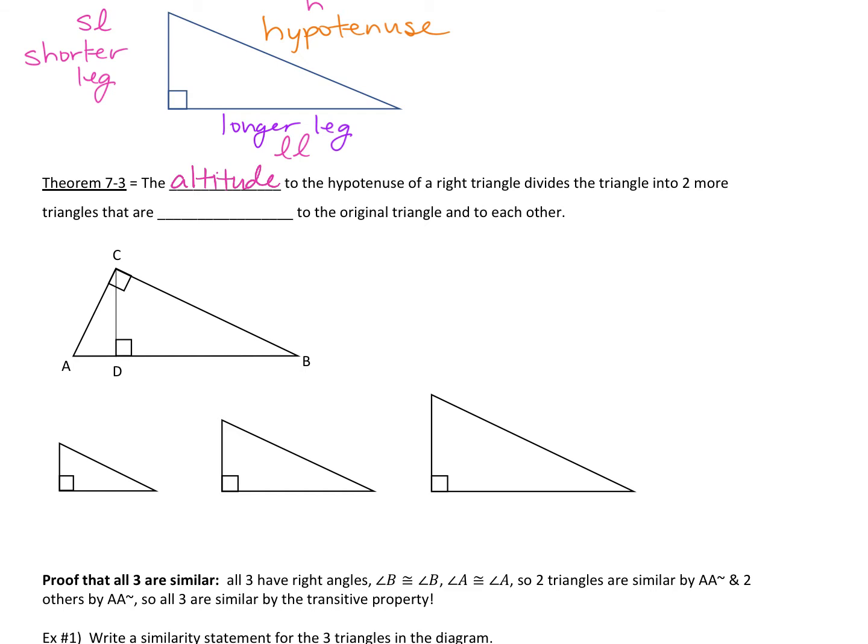It's like a height, right? It goes perpendicular to the opposite side and it goes through the vertex. So the altitude to the hypotenuse of a right triangle divides that triangle into two more triangles, this is beautiful, that are similar to the original triangle and to each other. Isn't that fantastic? So you end up with 3 triangles and all 3 of them are proportional to each other.